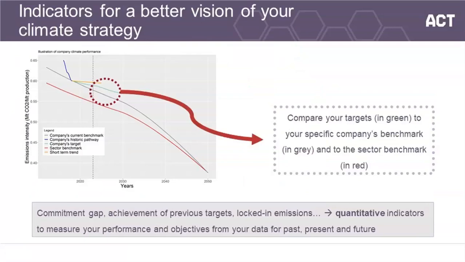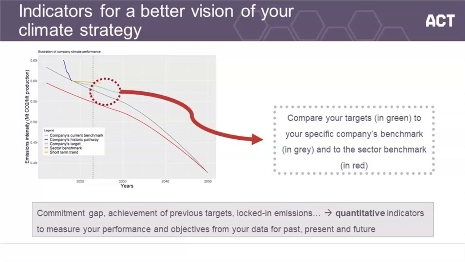To conclude, with 3 slides on the ACT initiative and the ACT methodology. We use different concepts of assessment in order to provide a score on your low carbon strategy. The first concept relates to quantitative assessment, and so we use, for example, the commitment gap, which compares your targets, here in green in the graph, to your specific company's benchmark, which is in gray in the graph, derived from the sector benchmark in red in the graph. So if there is a gap between your target and your specific company's benchmark, there is a need to improve the definition of the target.